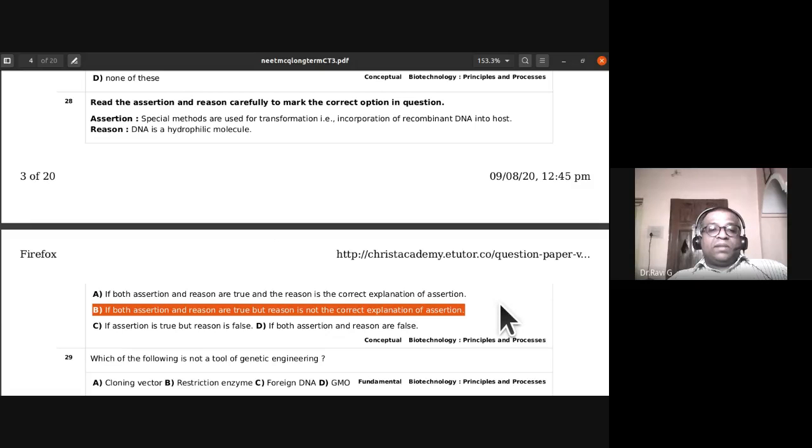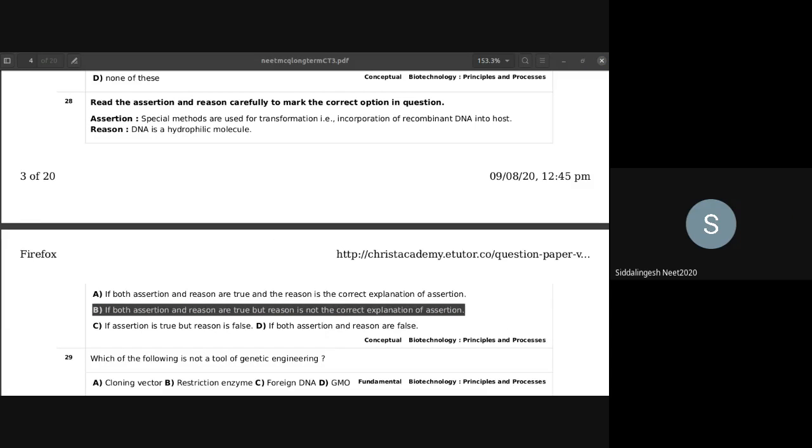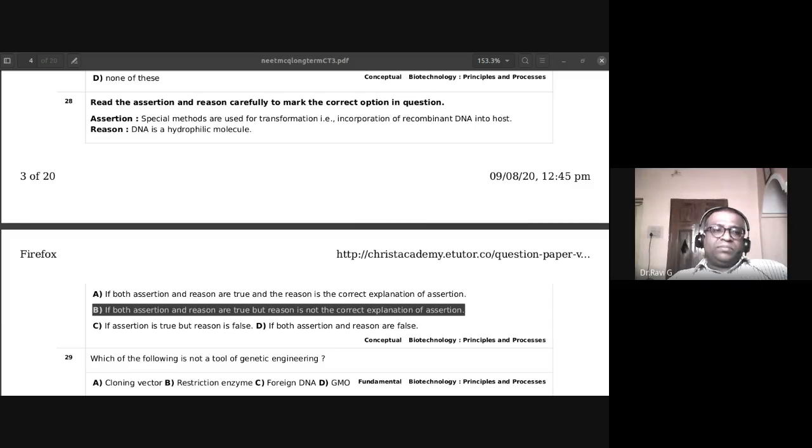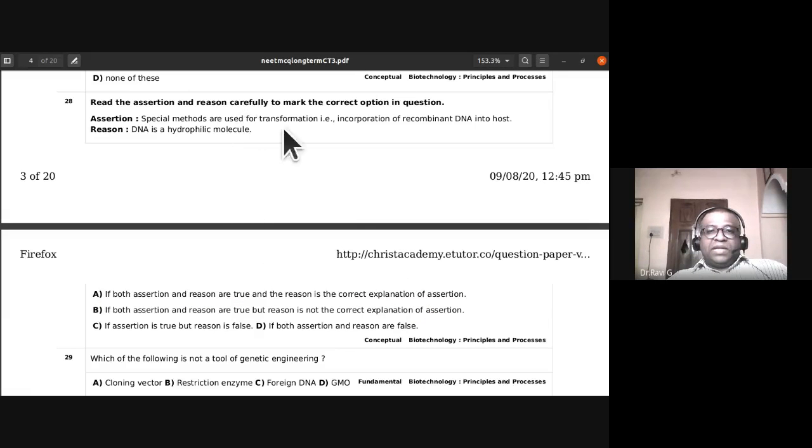So what have you written? What answer have you given for this? Yes, sir. I wrote B, sir, but they give A is correct. They have given A in all the solutions. See, special methods are used for transformation, that is incorporation of recombinant DNA into host. Okay, DNA is a hydrophilic molecule. I think A is right.